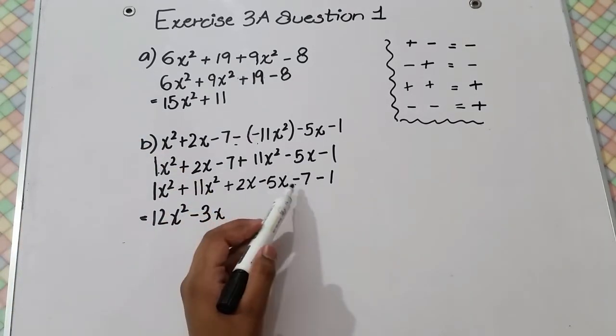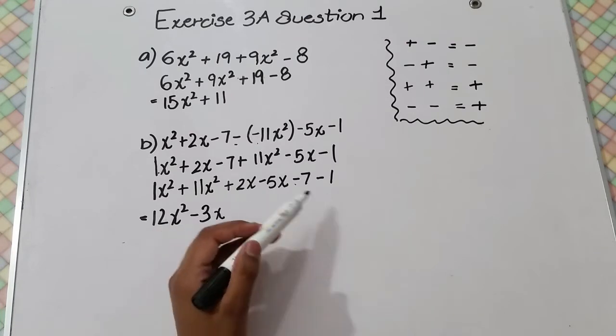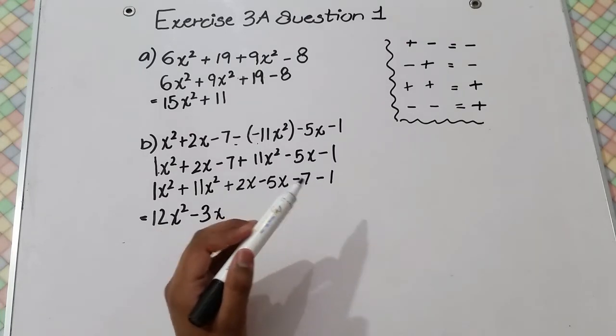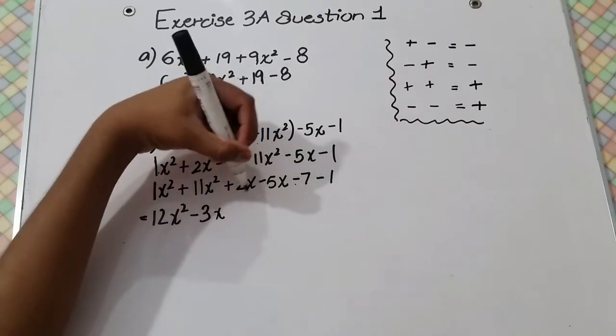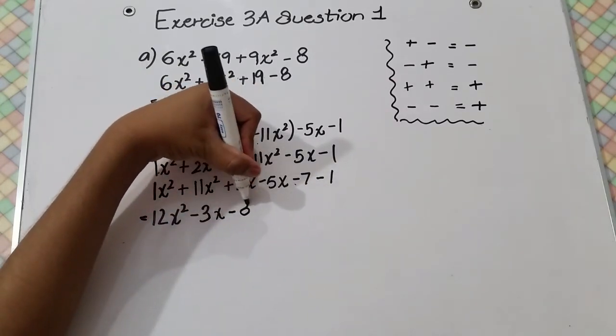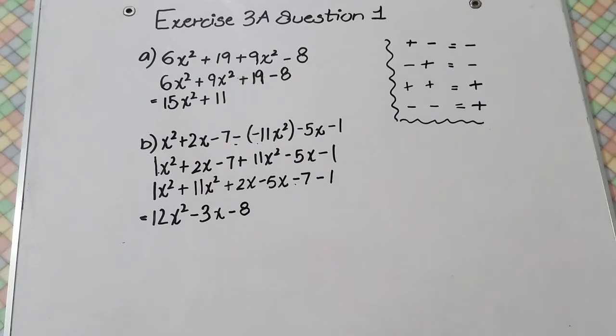Minus minus. Minus multiplied by minus is plus. So 7 plus 1 is 8. And the sign is minus. So this is the answer, that is 12x square minus 3x minus 8. Now we are aware of how we can solve a bracket in an algebraic or quadratic expression. So let's move towards the next parts and just deal with them.